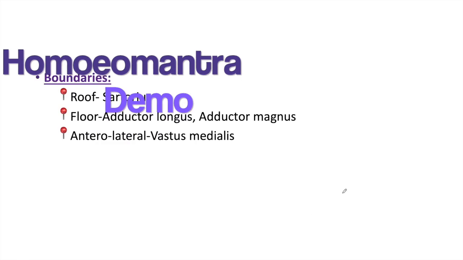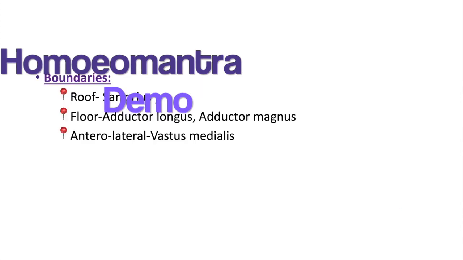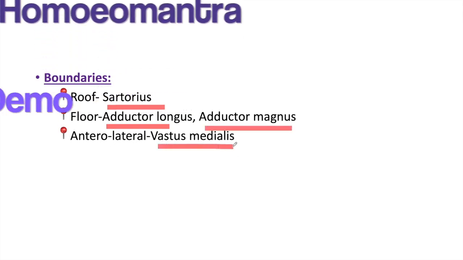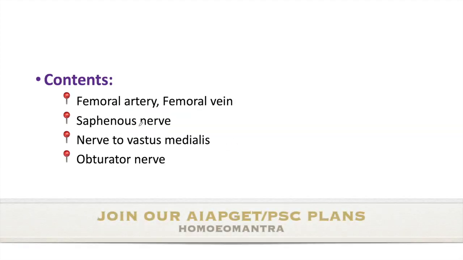Then boundaries. Roof is formed by the sartorius muscle. Floor is formed by adductor longus and adductor magnus. Anterolaterally by the vastus medialis. Contents of the adductor canal: femoral artery, femoral vein, saphenous nerve, nerve to vastus medialis and obturator nerve. Important contents are the femoral artery and femoral vein, obturator nerve, saphenous nerve and nerve to vastus medialis.